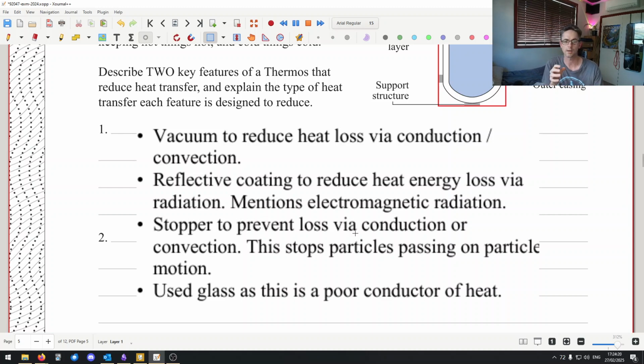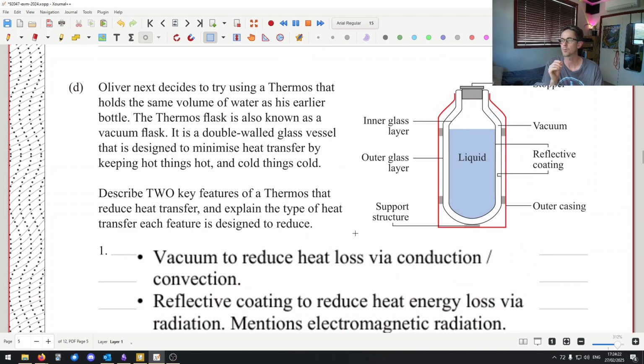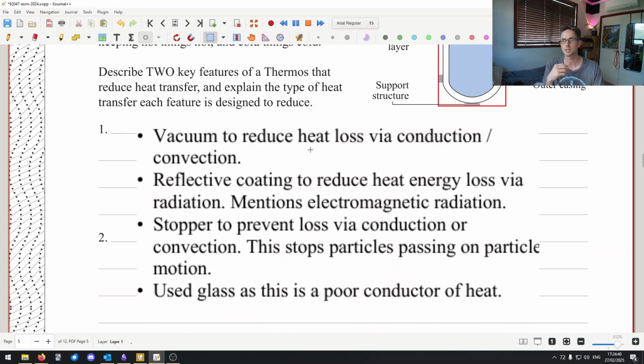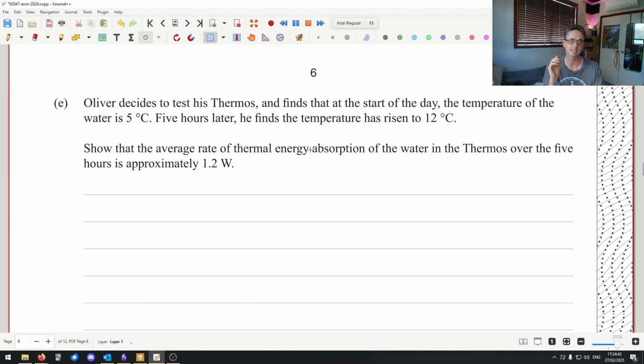Glass is a poor conductor of heat. And so many of you may have come across the example of double-paned windows or double-glazed windows. So the same idea is being used in these thermoses where you've got a vacuum in between the two glass layers, where in double-paned windows it's usually just air. Some fancy ones will have a fancy gas that's in there.